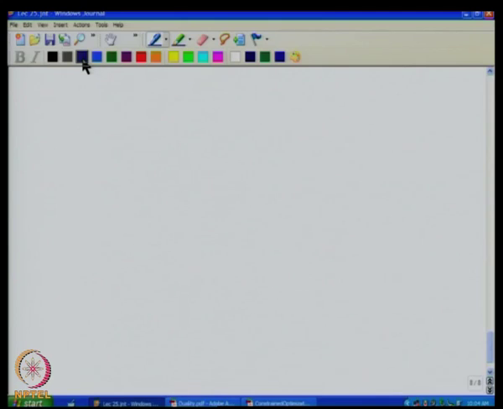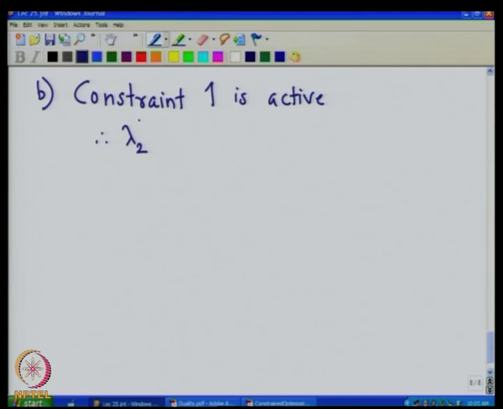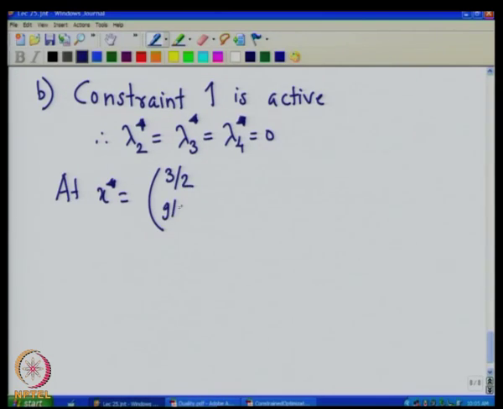So, let us consider the part B where constraint 1 is active. And since constraint 1 is active, the rest of the constraints are inactive. So, therefore, at optimality what we expect is that the Lagrangian multipliers corresponding to the remaining constraints are all 0. So, lambda 2 star equal to lambda 3 star equal to lambda 4 star equal to 0. Now, let us consider a point x star to be (3/2, 9/4). At this point, let us see what happens.